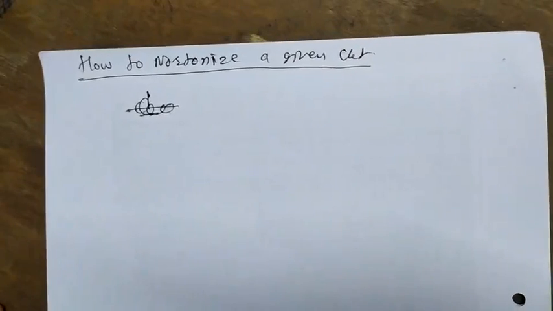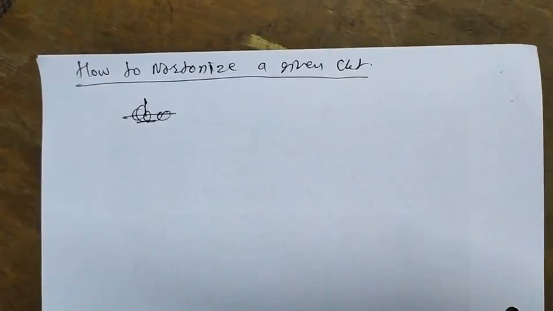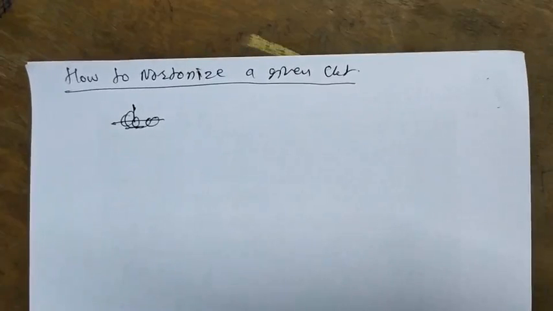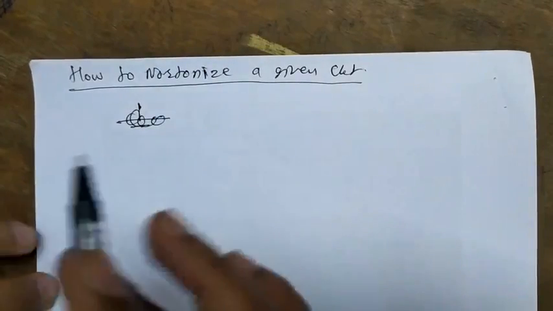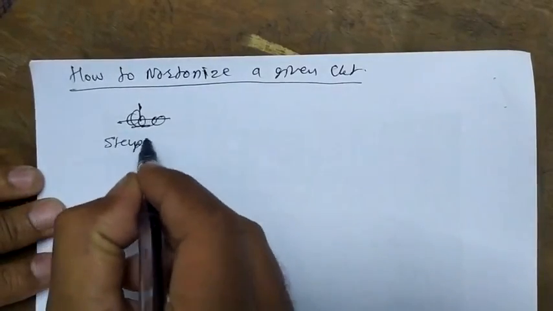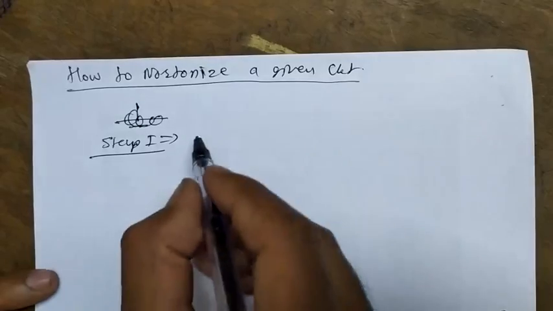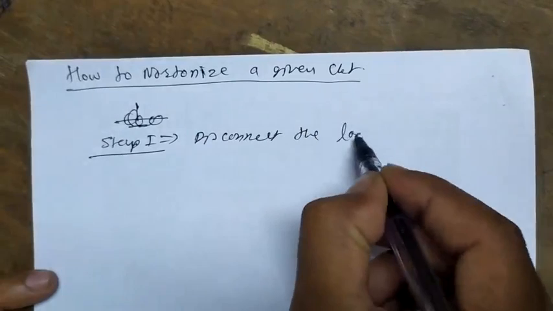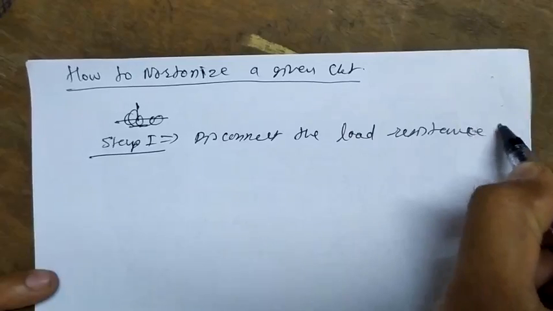Now if you are given any circuit, any two terminal linear circuit, you have to Nortonize that circuit. Then how to Nortonize a given circuit? There are some steps, as we have seen in case of Thevenin's theorem. Here also there are some steps. Now step 1 is disconnect the load resistance RL.